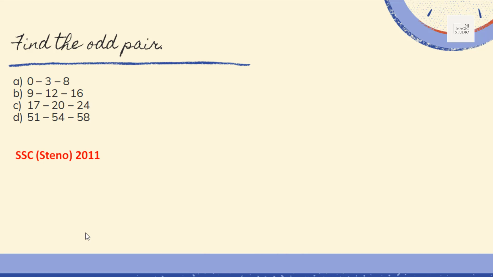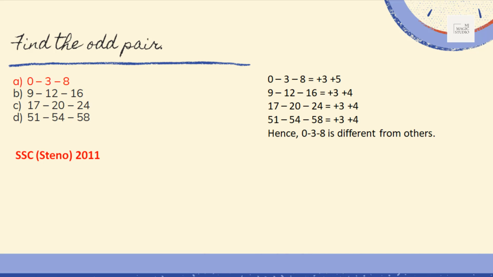It would be in a series, like these numbers are in series. Try to identify the pattern. So the answer selected by our Computer Baba is 038. 038 is with the gap of +3 and +5. Otherwise, all other groups of numbers are with the gap of +3, +4, +3, +4, +3 and +4. Hence, 038 is different from others. That should be the odd one out.